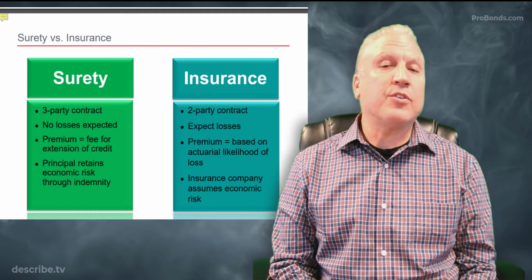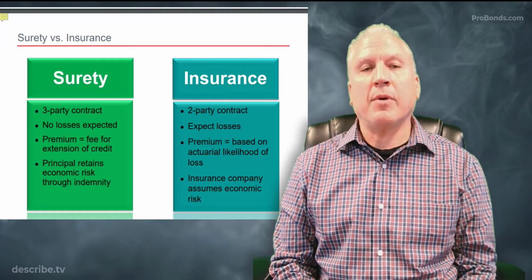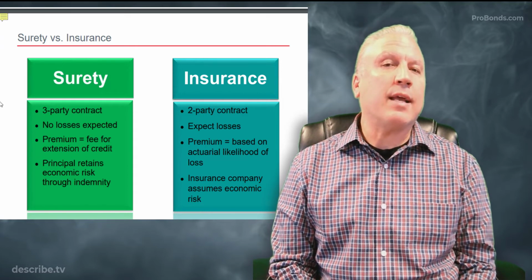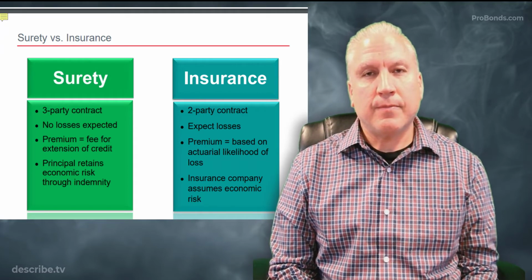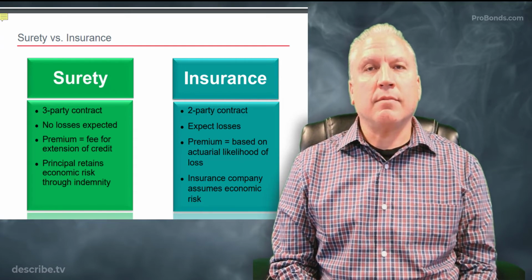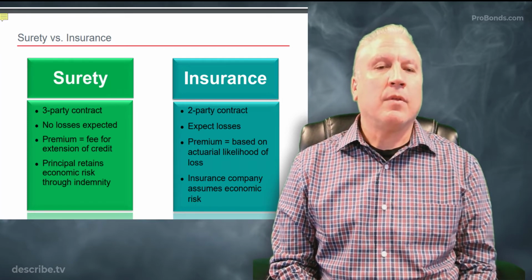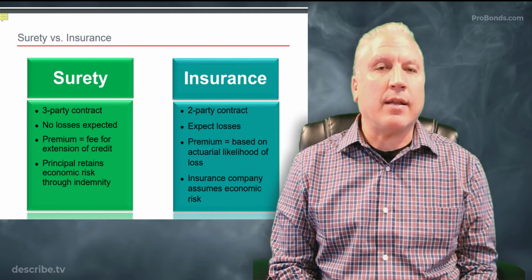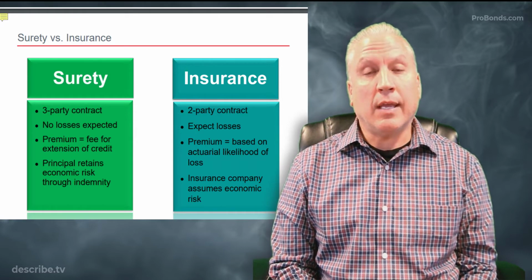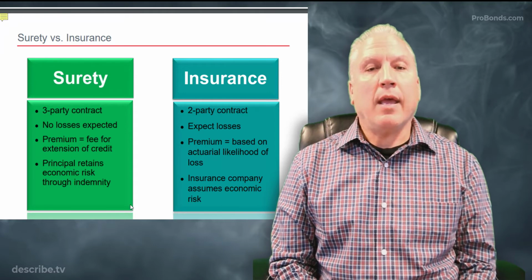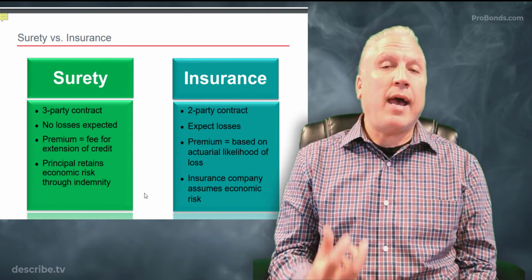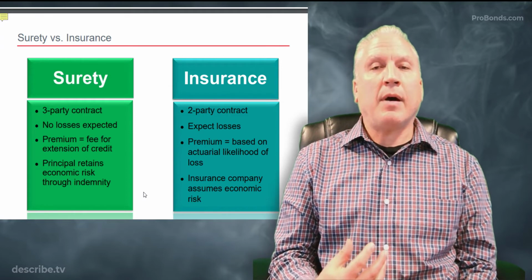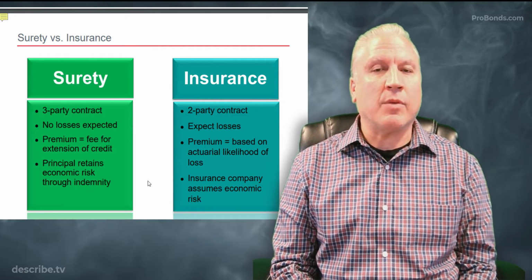There's also a difference between insurance and a surety bond. A surety bond is, like we said, a three-party contract. They do not expect to have losses. They expect that the fee is just a backup. The premium is a fee for them extending the credit on the bond to you in case something goes wrong. And you, the principal, still have the economic risk if something goes wrong, because if there's a claim on the bond, you still have to make up for it even if the surety pays.